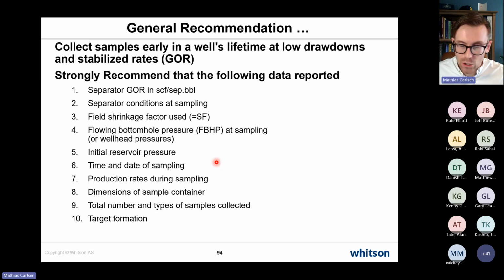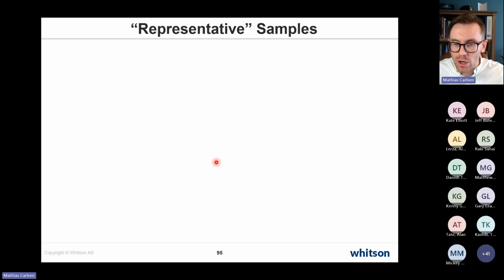But just like with the fluid initialization, collect samples early at low drawdowns and stabilize GORs. That's it. And again here, remember that even though the GOR has been recombined at some non-in situ representative GOR, you can still use it. Don't throw it away. I think literally probably hundreds of millions of dollars worth of PVT data is not used because people think it's bad data just because it's not recombined at the in situ representative GOR. But it's super valuable data. So you want to have all that data in general, as long as it's not mud contaminated.